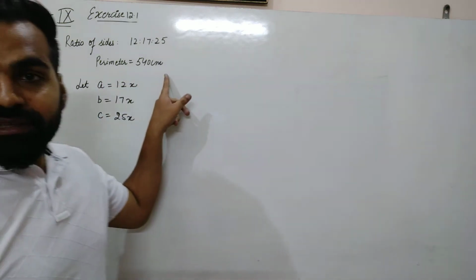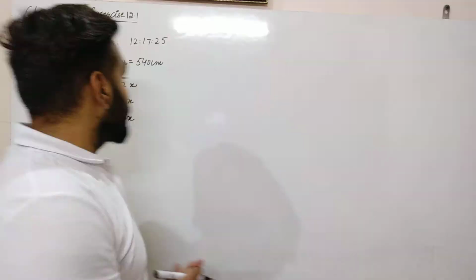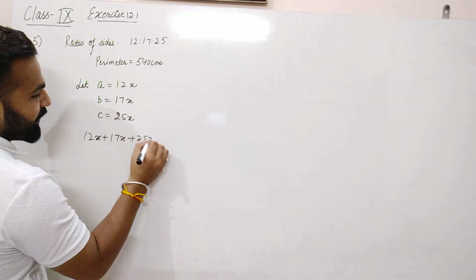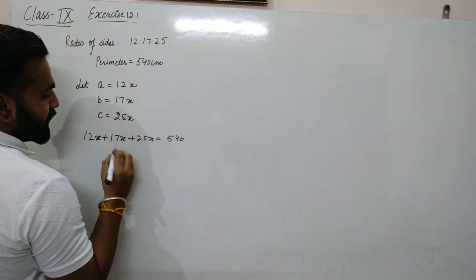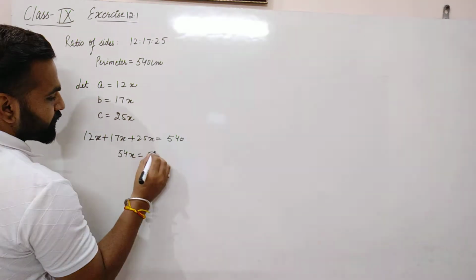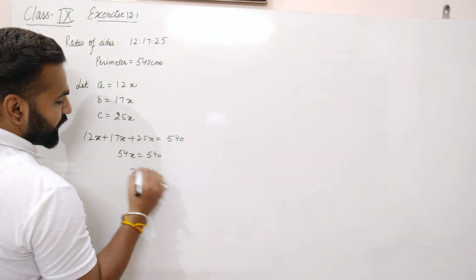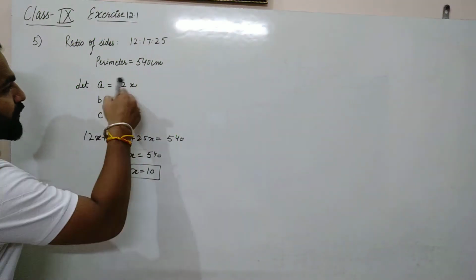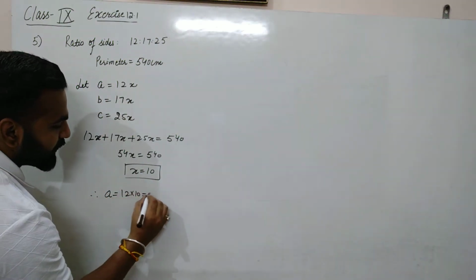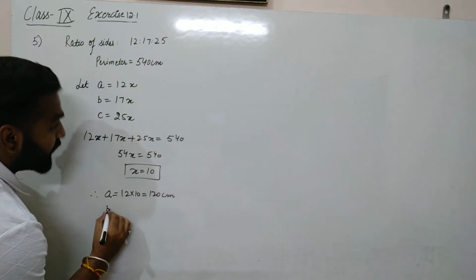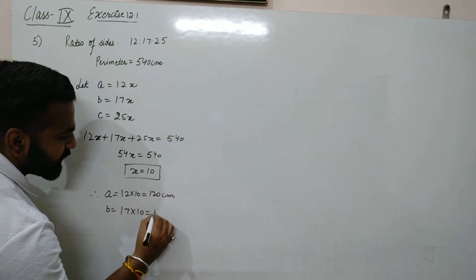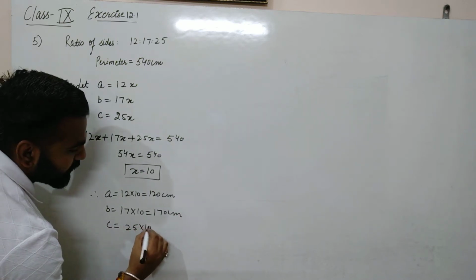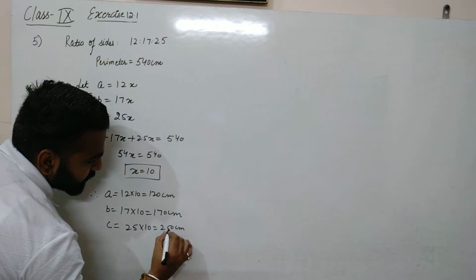So now the perimeter is given. Perimeter is equal to sum of all the three sides. So 12x plus 17x plus 25x is equal to 540. This is 54x. So x will be 10. So therefore A is equal to 12 into 10, that is 120 centimeter. B is 17 into 10, 170 centimeter. And C is 25 into 10, 250 centimeter.